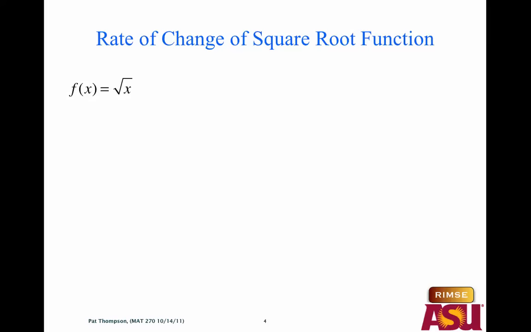Next rule, rate of change of the square root function. If we want to derive a shortcut rule for a function that's square root of x, where do we start? Where do we begin? Everyone write it down.